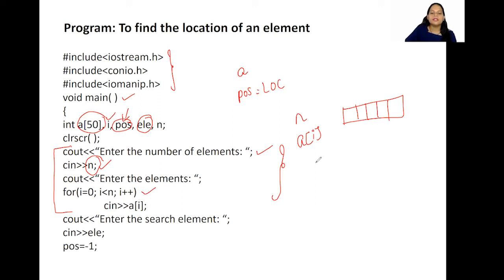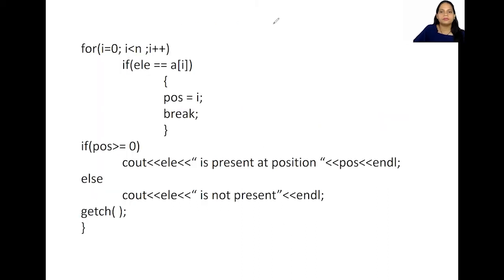Now let us take an example. Before that, enter the search element. We also ask what search element you want to find in this array, and whatever value is inserted, we store it in ELE. Then we initialize position equal to -1. This is nothing but LOC equals -1, which we saw in our algorithm.